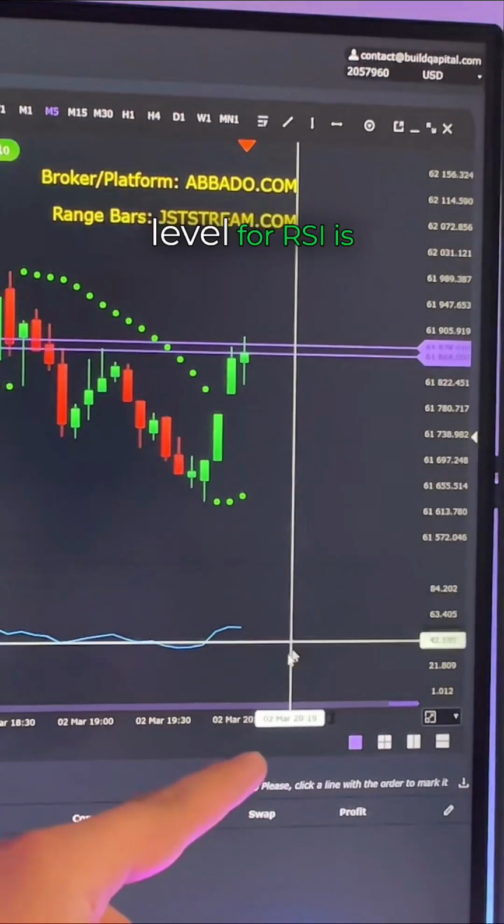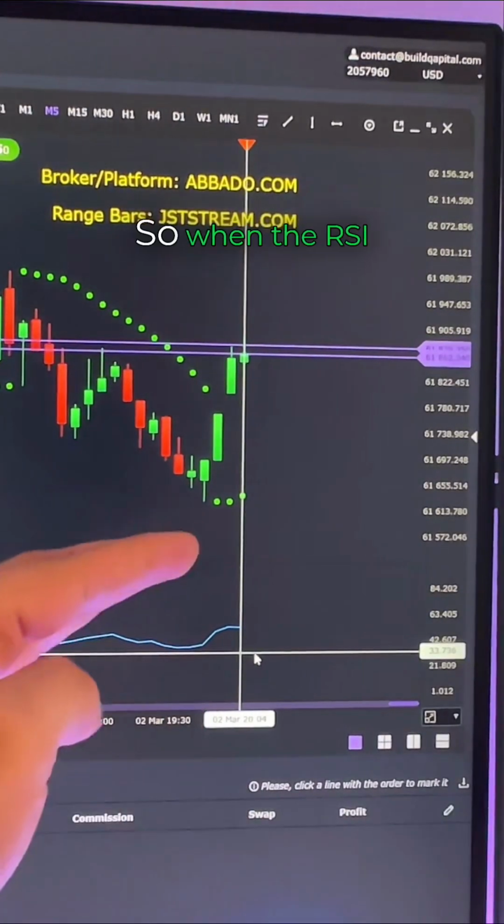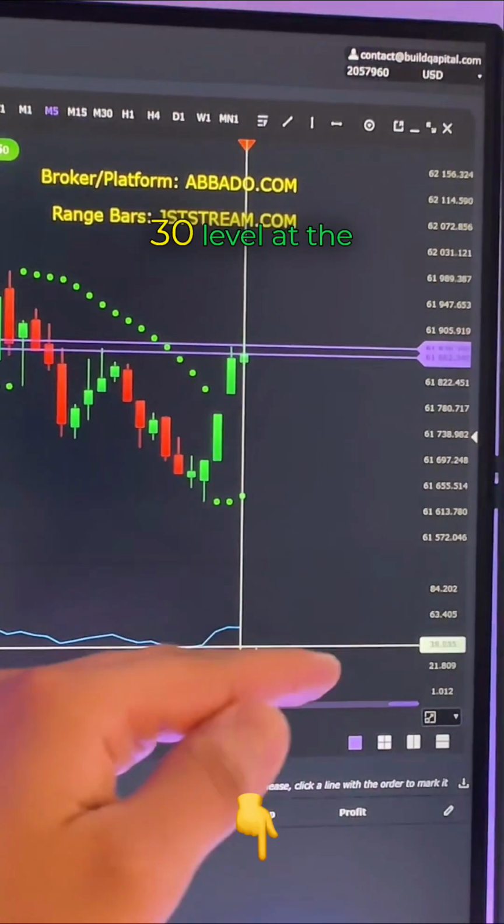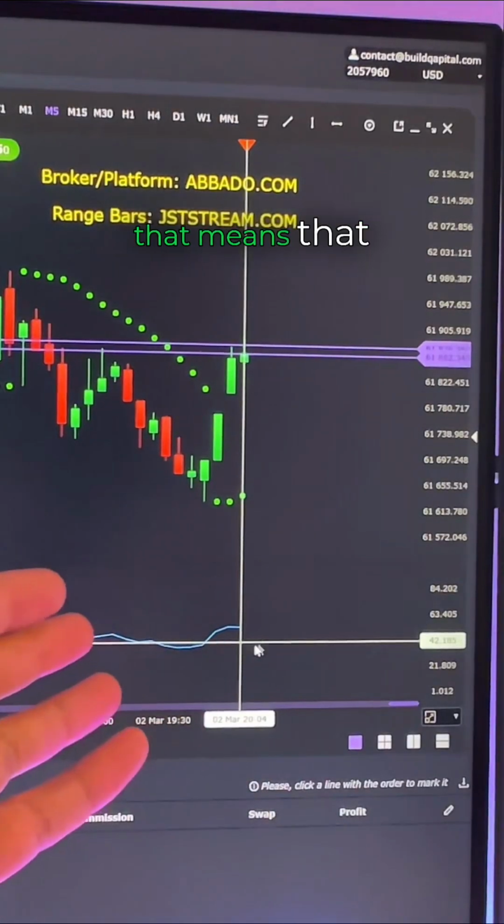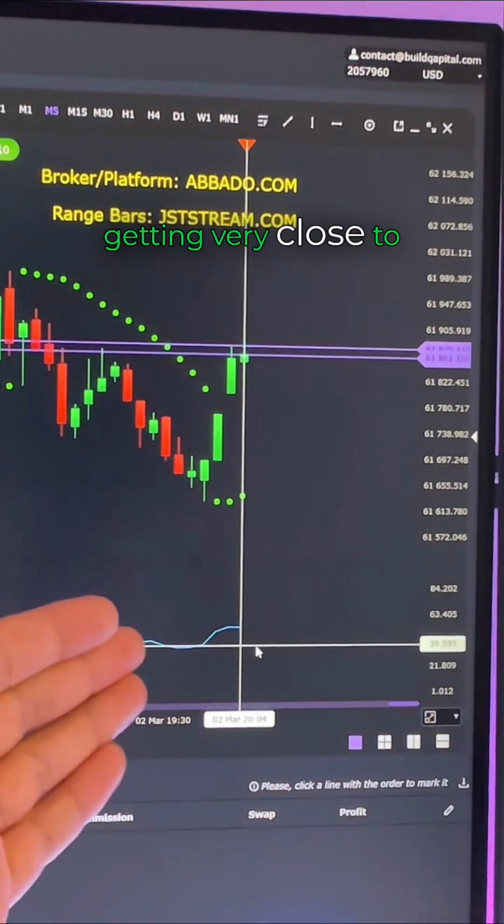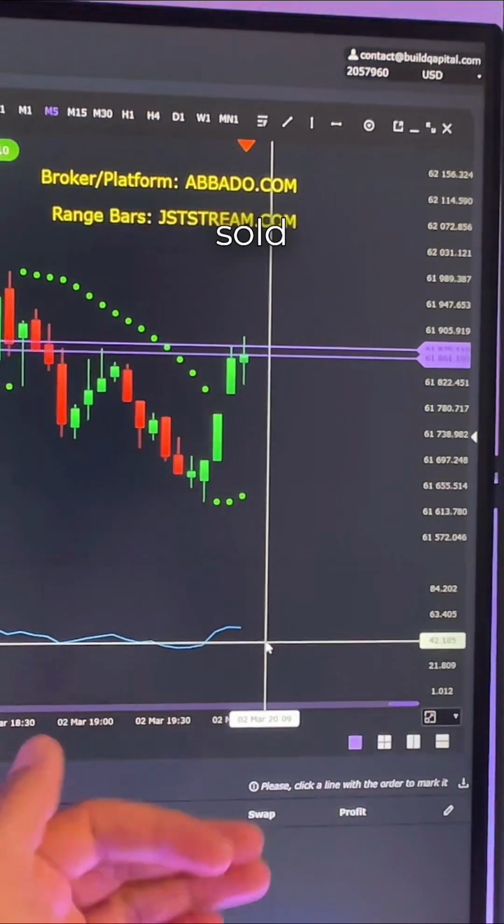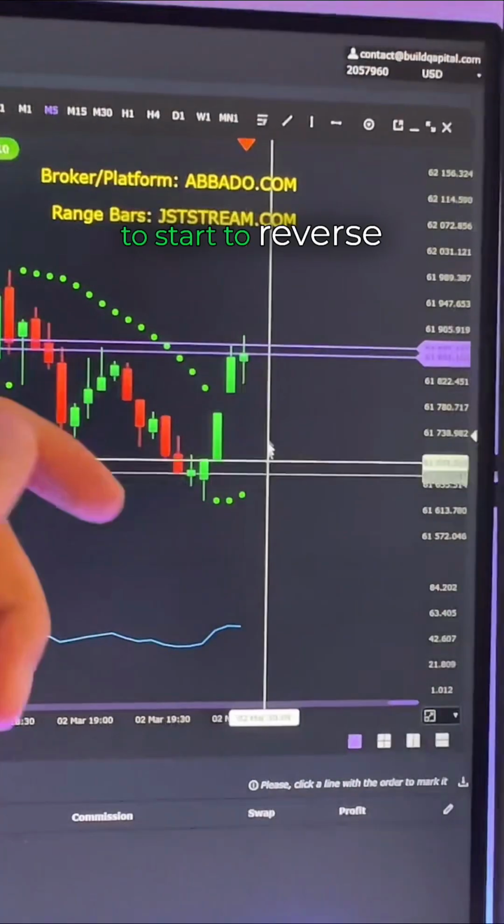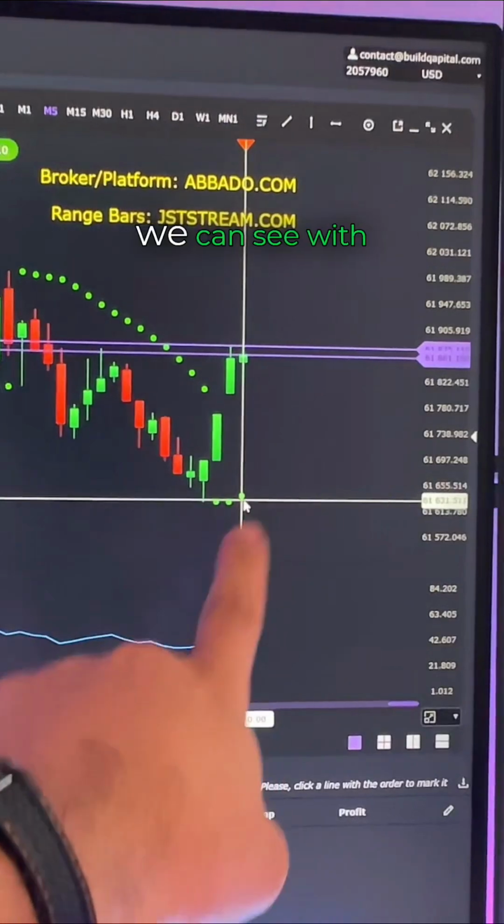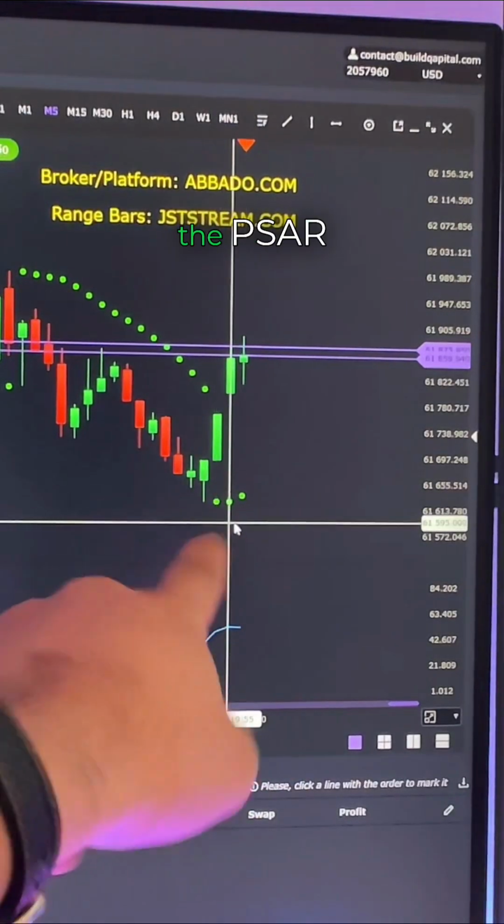And then the bottom level for RSI is the 30 level. So when the RSI gets close to that 30 level at the bottom, that means that we're getting very close to the oversold territory. Now, when something is sold too much, most likely it's going to start to reverse and go back up. Now, also, we can see with the PSAR dots right here.